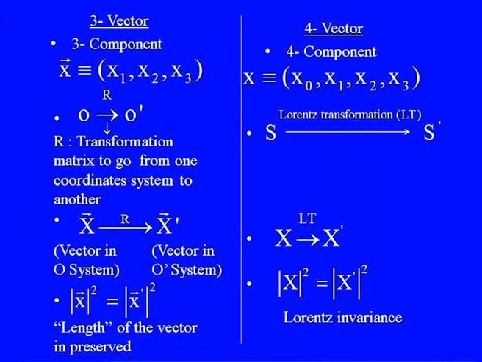Similarly, what you see is that it's a Lorentz transformation which is transforming the quantities in the S frame to the S prime frame. So it's the same Lorentz transformation which is going to transform the components of the four vector in the S frame to the components of the four vector in the S prime frame, just like the transformation matrix R transforms the components of the vector X in the O system to the components of the vector X prime in the O prime system. And just like the length of the three vector was constant, here the squared norm is Lorentz invariant. So that gives you an idea why we used this word vector for this four component entity in special relativity.